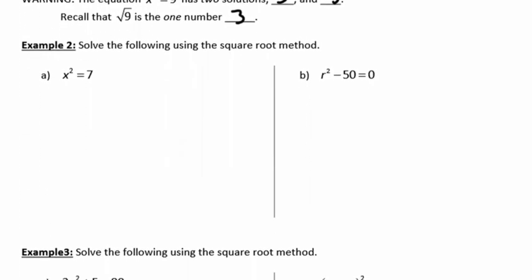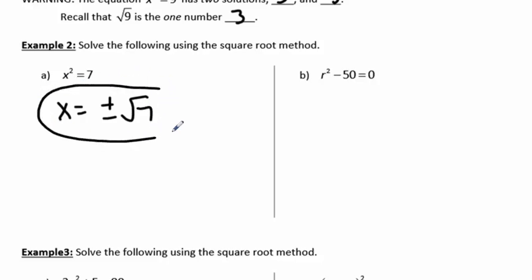Alright, so a few more to solve. x squared equals 7, so that means that x is going to equal plus and minus the square root of 7. The square root of 7 cannot be simplified, so that's our answer, plus and minus the square root of 7. In part B, I want to get this equal to 50, so we're going to add 50 to both sides. I need my perfect square by itself.